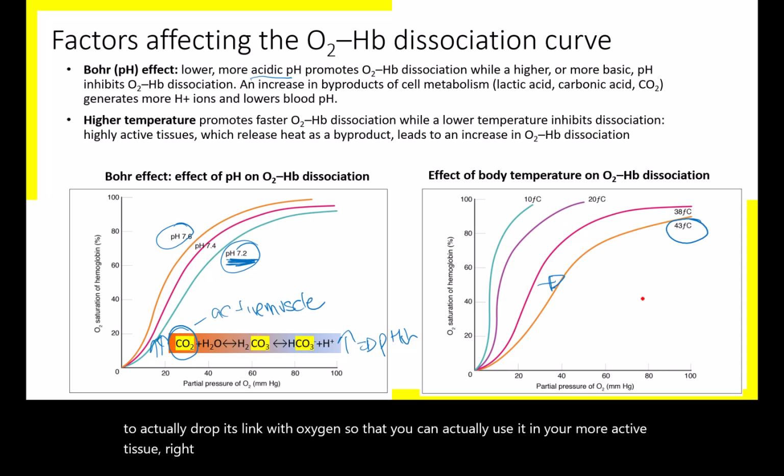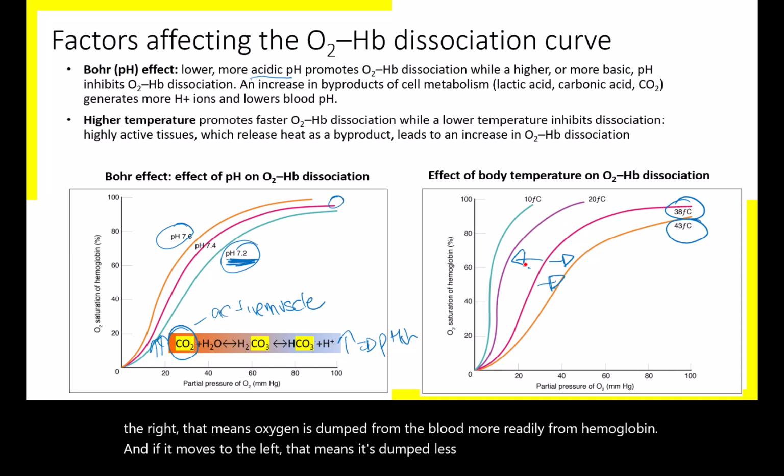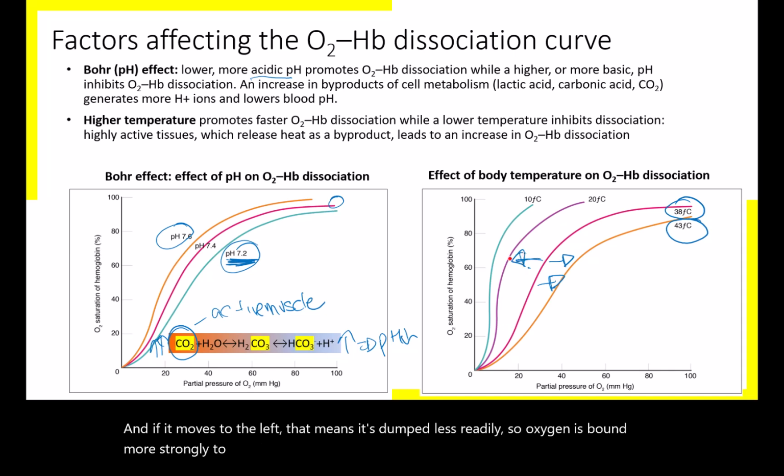So again, in both these graphs, if the normal graph in pink shifts to the right, that means oxygen is dumped from the hemoglobin in the blood more readily, and if it moves to the left, that means it's dumped less readily. So oxygen is bound more strongly to hemoglobin if the curve moves to the left versus moving to the right.